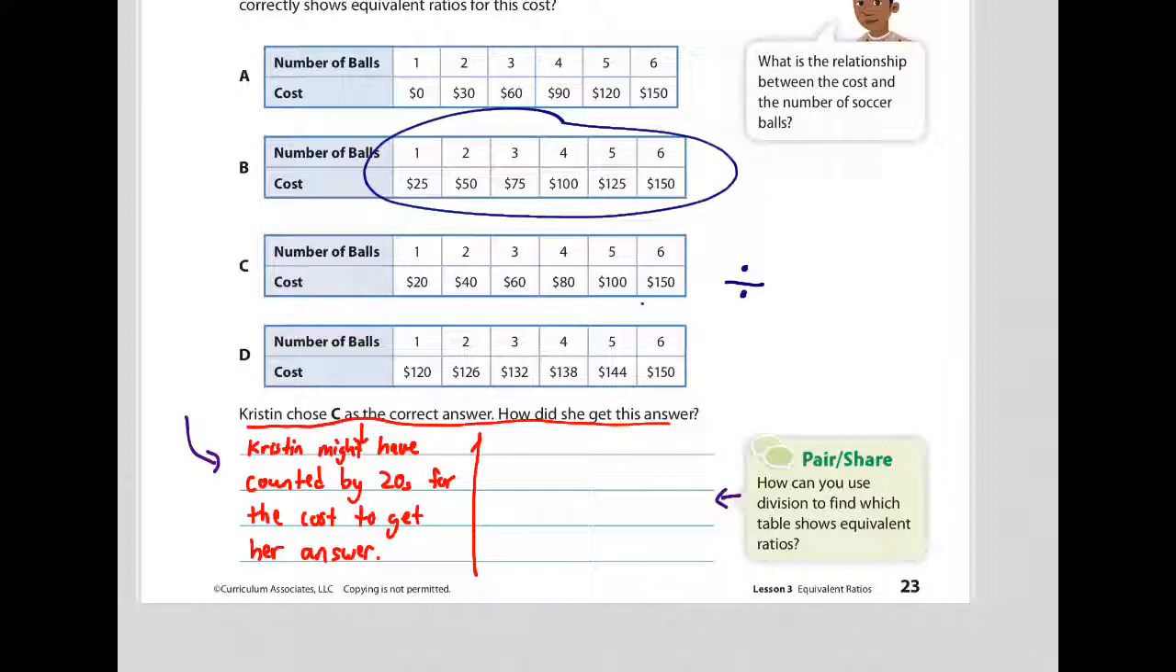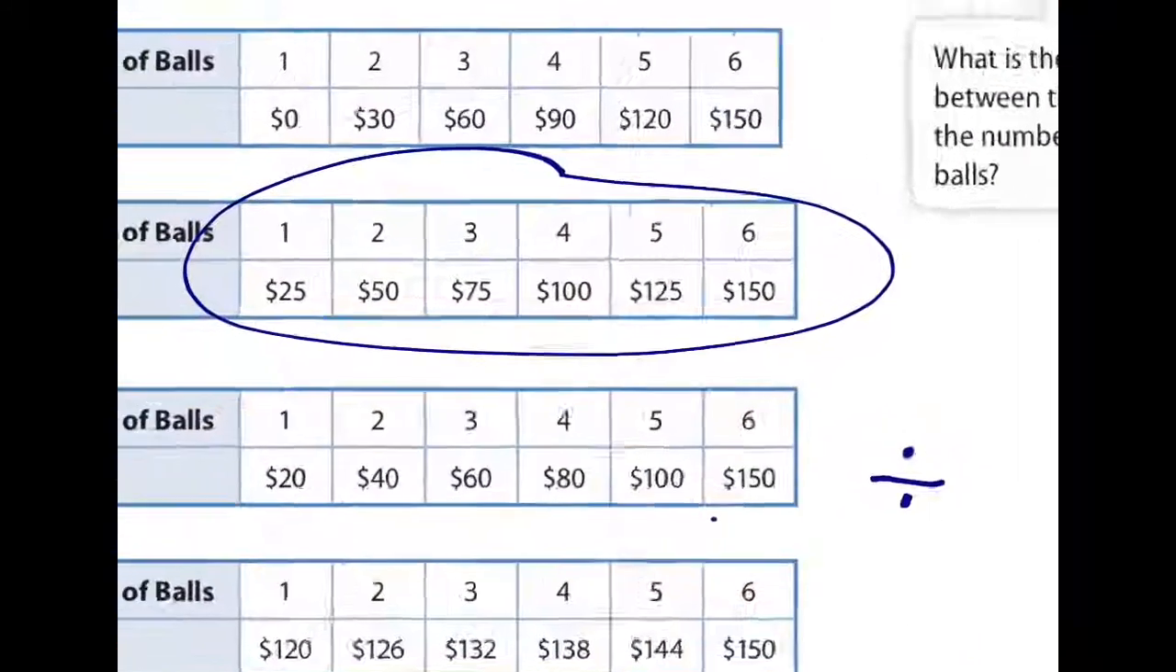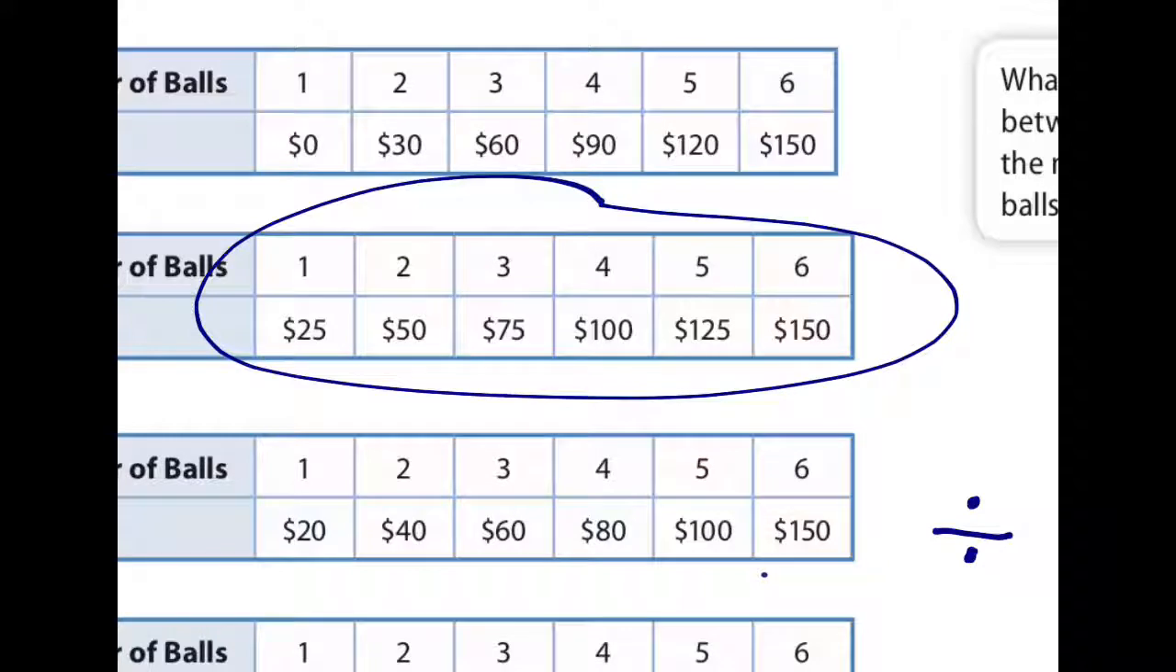All right. So I'm going to show you how you can use division to write your answer here. So let's start with this. Remember up here, I did 150 divided by 6 and I got 25, right? So 150 divided by 6 is 25. 125 divided by 5 is 25. 100 divided by 4 is 25. 75 divided by 3 is 25. 50 divided by 2 is 25. 25 divided by 1 is 25. Because they all equal the same thing, they're equivalent ratios.